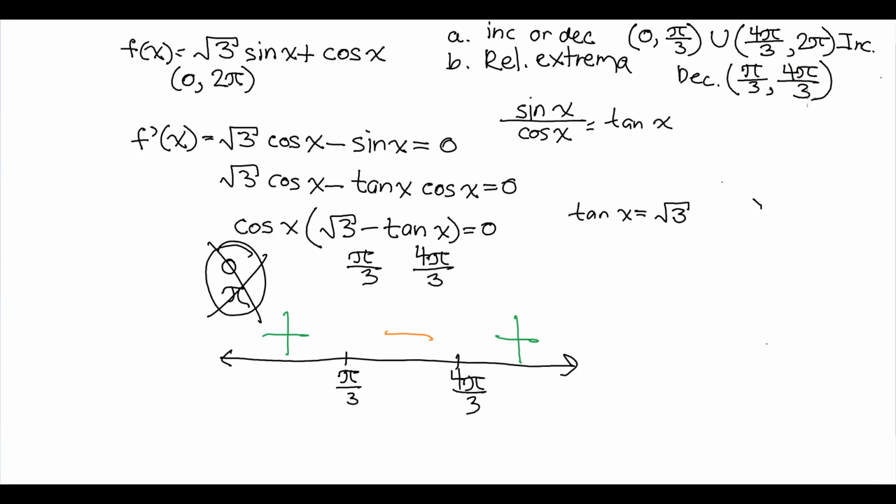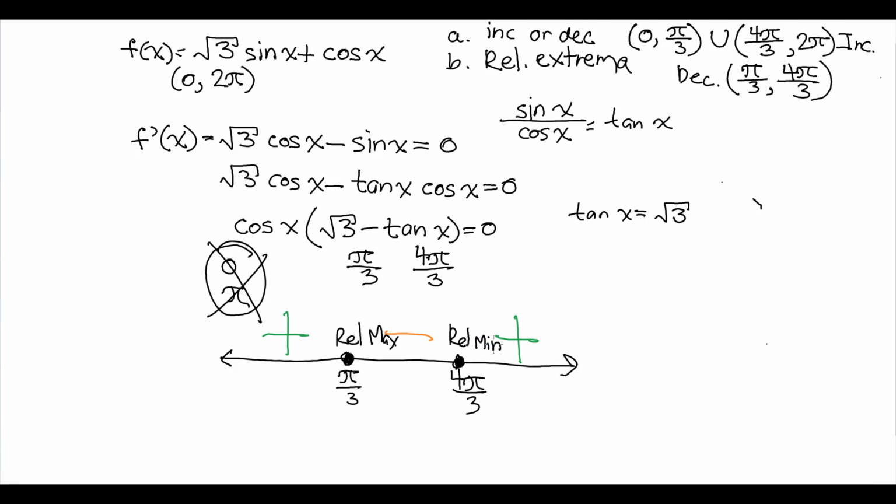Okay, so now we have to find the actual extrema points. Since this is going from positive to negative, this is our relative max. And this will be a relative min. Relative maximum, relative minimum.